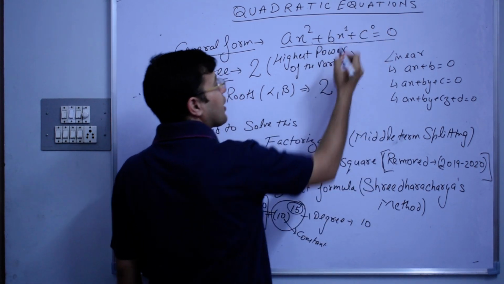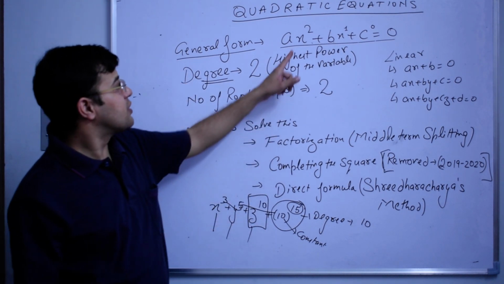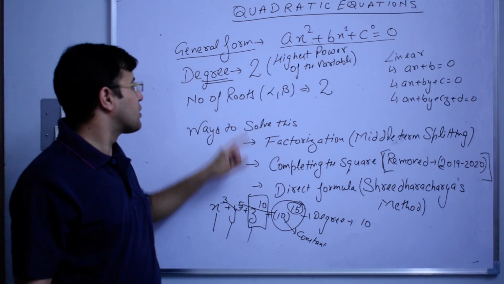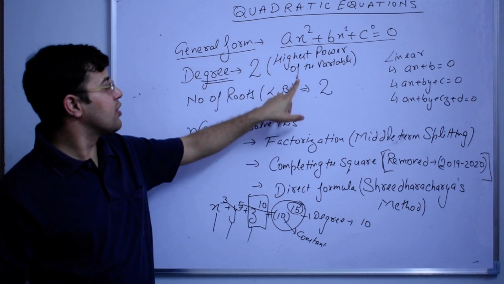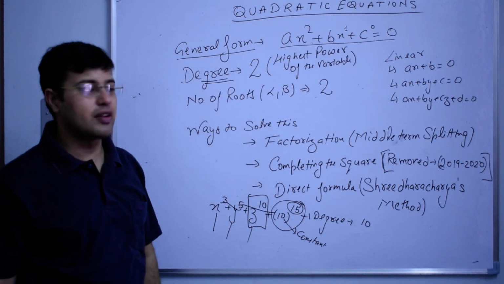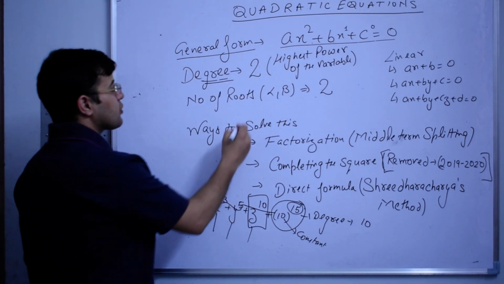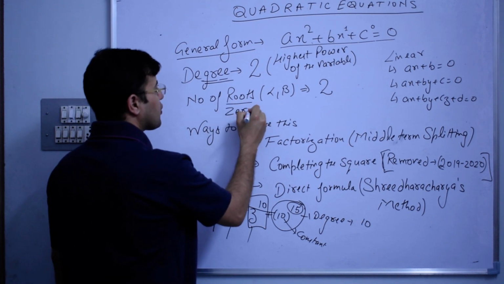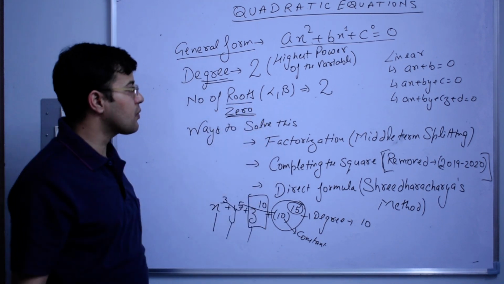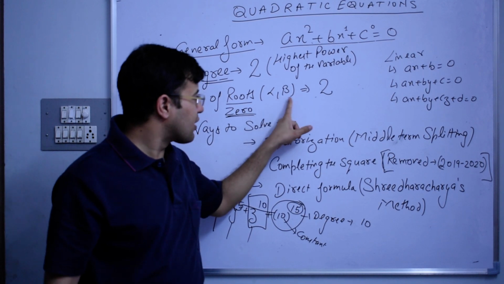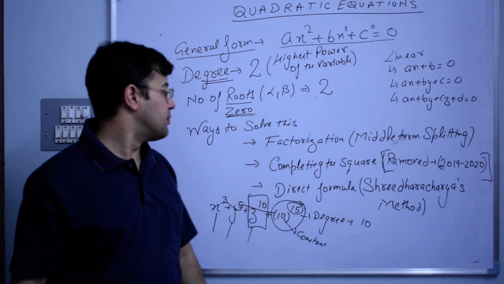This is linear, we'll write its degree as 1. And since this is a square, the degree of any quadratic equation is 2. That is the highest power. Now this also gives me the number of roots or number of zeros it has. So these are two, that are named alpha and beta.